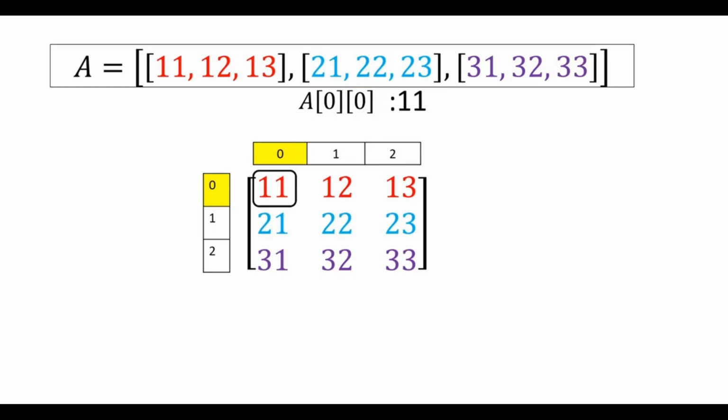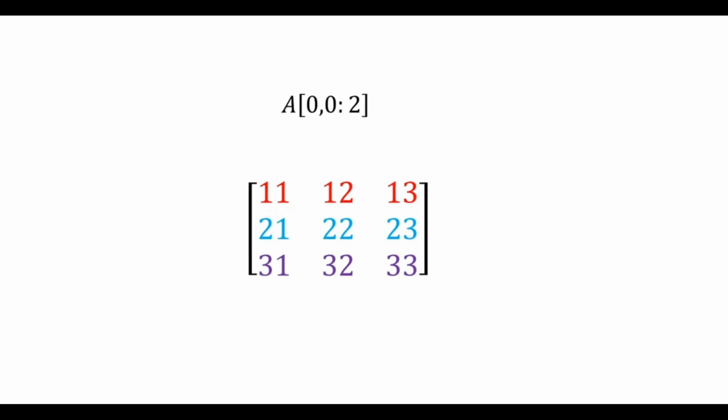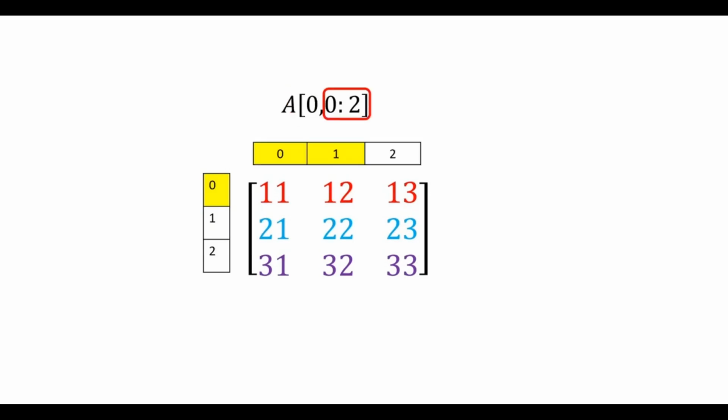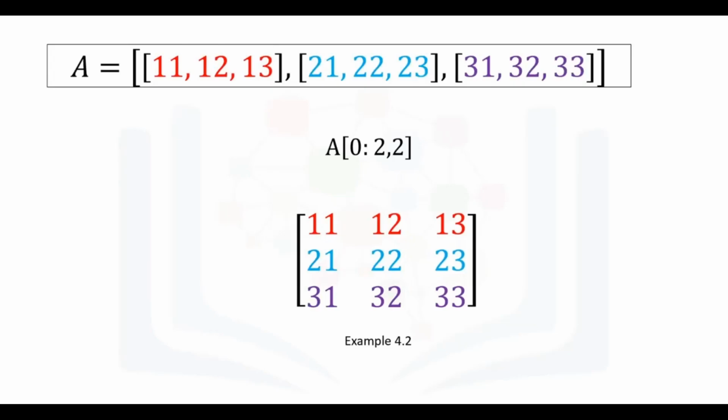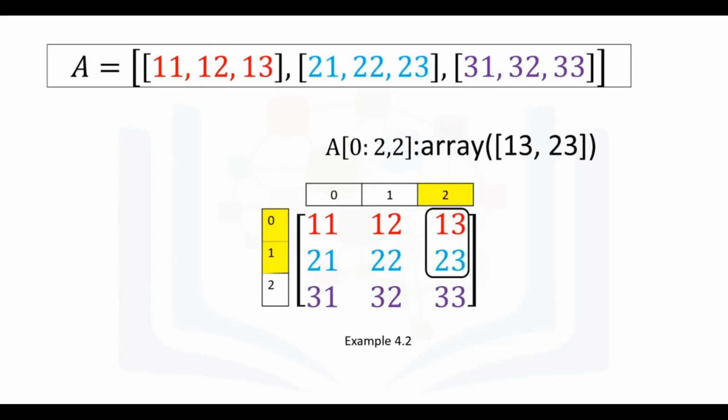We can also use slicing in NumPy arrays. The first index corresponds to the first row. The second index accesses the first two columns. Consider this example. The first index corresponds to the first two rows. The second index accesses the last column.